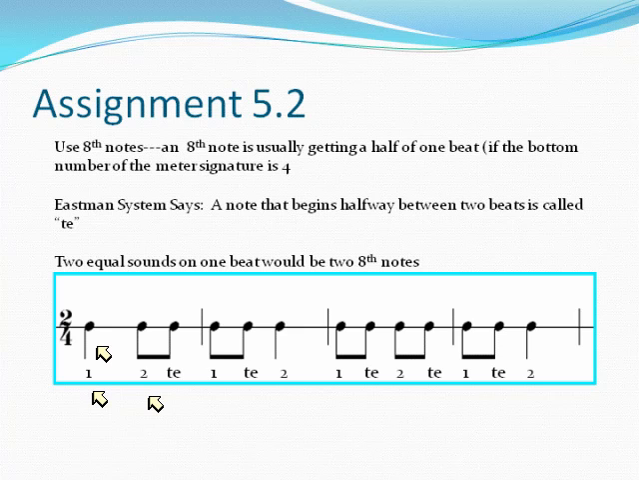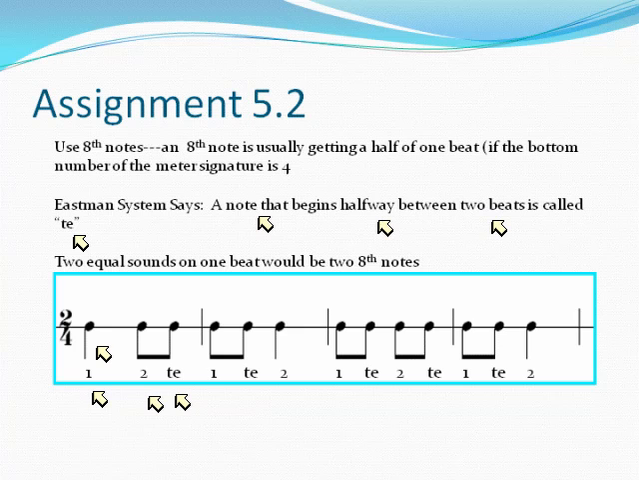Now, it's an eighth note, and then there's another eighth note, and that second eighth note follows this rule: a note that begins halfway between two beats is called tay. The eighth note is a half. It occurs on the second half of the second beat. So it is called tay when we count.